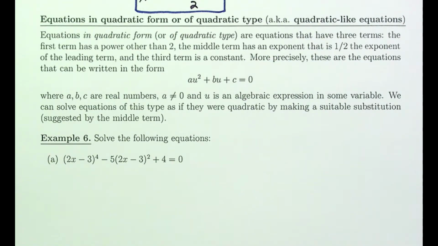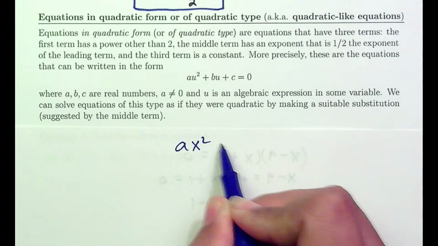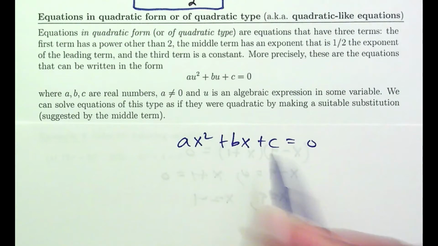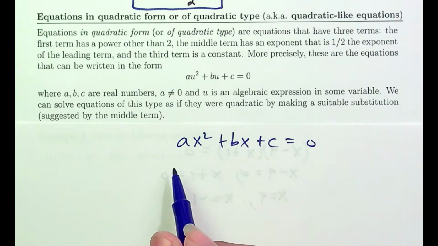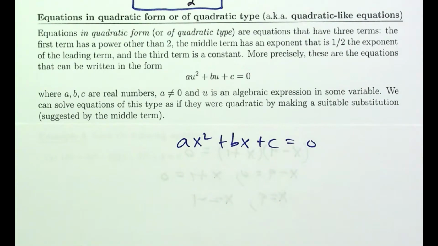So, how do you recognize an equation in quadratic form? Well, they're going to be equations that have three terms. Remember what the general form of a quadratic is. The general form is ax squared plus bx plus c. And this is the way you have to make it look before you're able to use the quadratic formula.